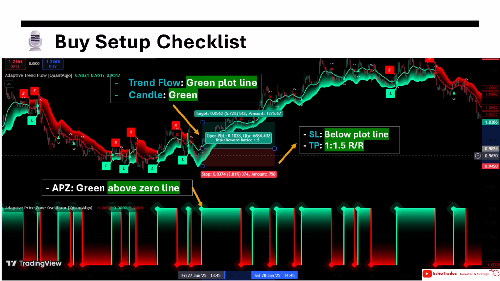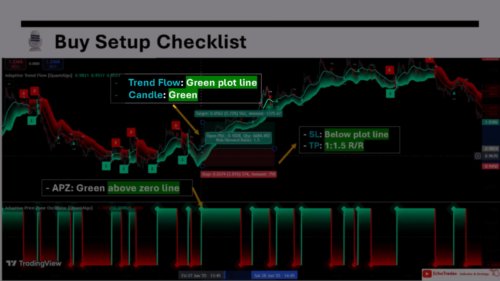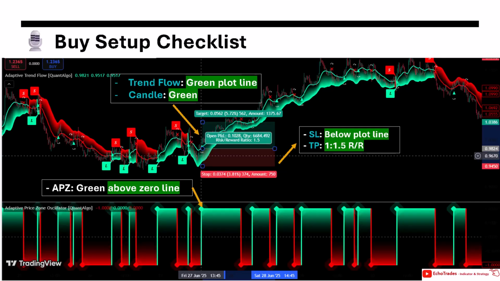Correct. So for a buy trade, condition 1, adaptive trend flow shows that L signal and its plot line is green. Check. Condition 2, at the same time, adaptive price zone shows its green line, and that line is above the 0 line. Double check. Both green, trend flow L, APZ above 0. Once you have both of those locked in, you wait for a fresh green candle to appear on your chart. That's your entry trigger. Buy when that green candle forms. Okay, entry on the confirming candle.